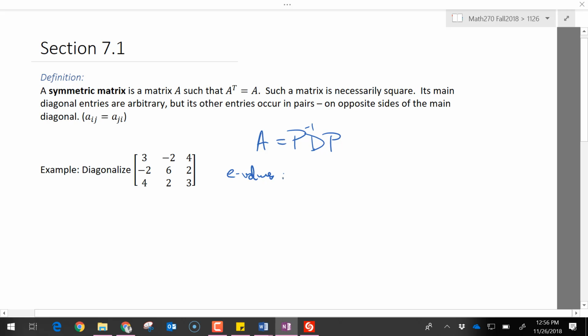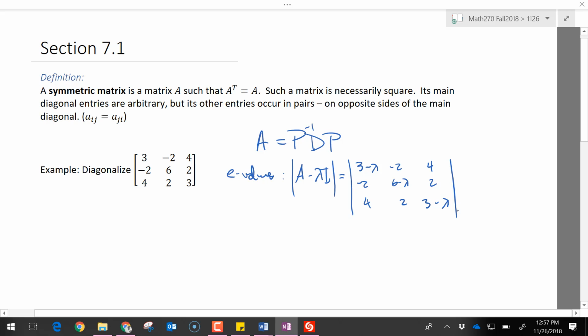Let's do it by hand because it seems like we're going to need some practice for the final. So what we need is the determinant of A minus lambda I. When we do a lambda I, remember it's just the diagonal that's going to get subtracted because the identity is just the ones on the diagonal. So it's 3 minus lambda, negative 2, 4; negative 2, 6 minus lambda, 2; and 4, 2, 3 minus lambda.